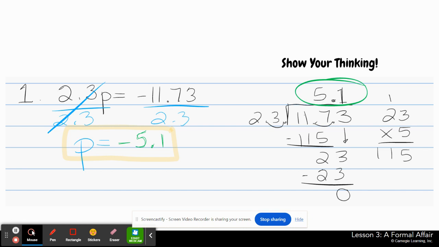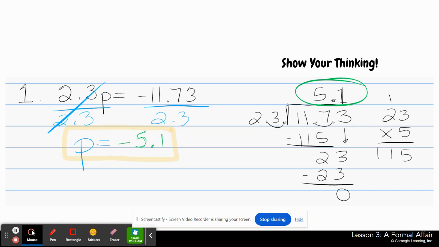Now, if you do not have enough time or space to write all of this down, you don't have to. What I want you to prioritize is writing down what's on the left, which are the steps to getting to that answer.